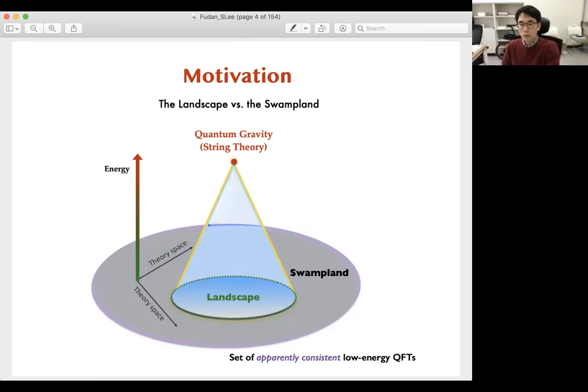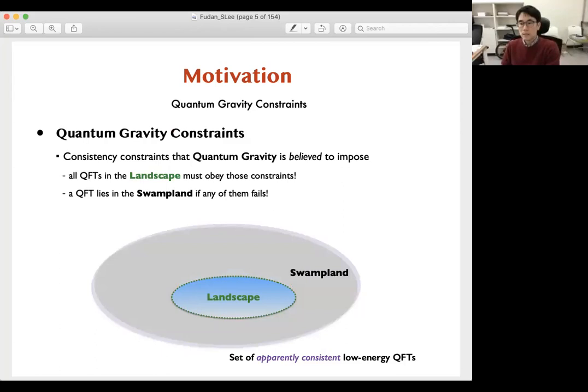In this context, quantum gravity constraints is a general term that refers to any consistency constraints that quantum gravity imposes on general grounds. Then, when we are given a low energy quantum field theory, we can test if it obeys those constraints. And if it fails any of them, then we put it into the swampland. And determining what these quantum gravity constraints are is the goal of the Swampland program.